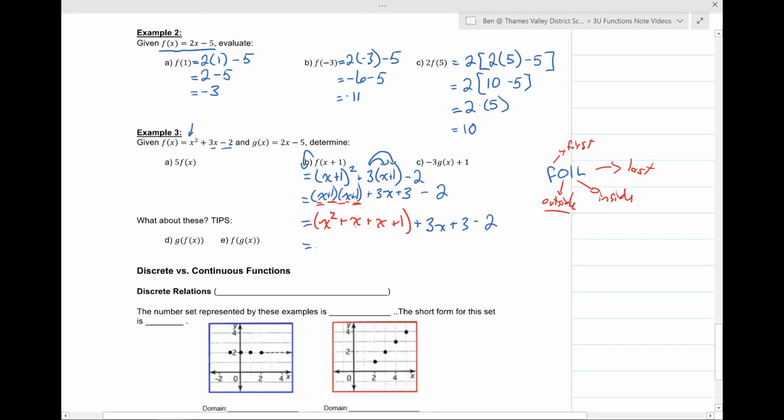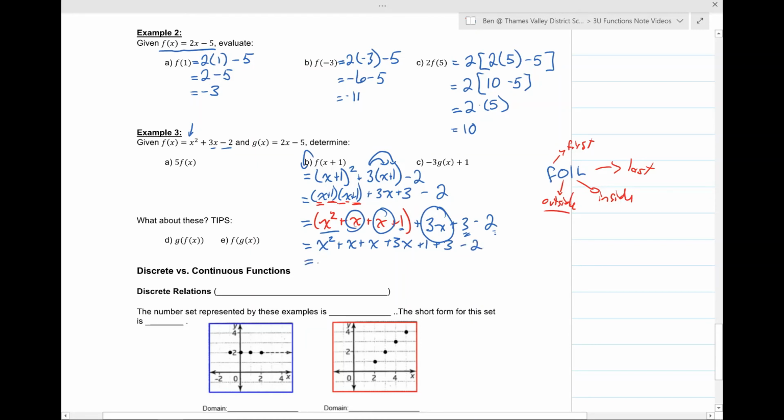Good. Now, at this stage, because inside the brackets I only have terms being added together, I no longer need my brackets there, and I can remove the brackets and start to collect my like terms. So my first term is x squared. There's only one term with an x squared, so we'll write x squared here. And then I have many terms with an x, so plus x plus 3x. And lastly, I have a plus 1, plus 3, and minus 2.